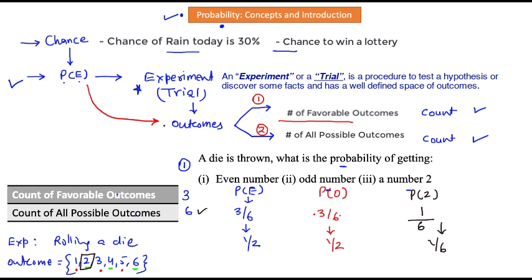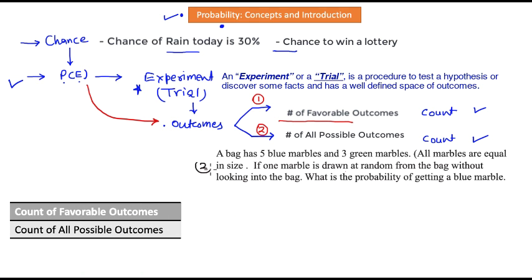6, right? So you see that it becomes extremely easy to get this number, the probability, once you know what your experiment is and you know all possible outcomes, and then you can also put a number to your desired outcomes. Okay, take a look at one more example.